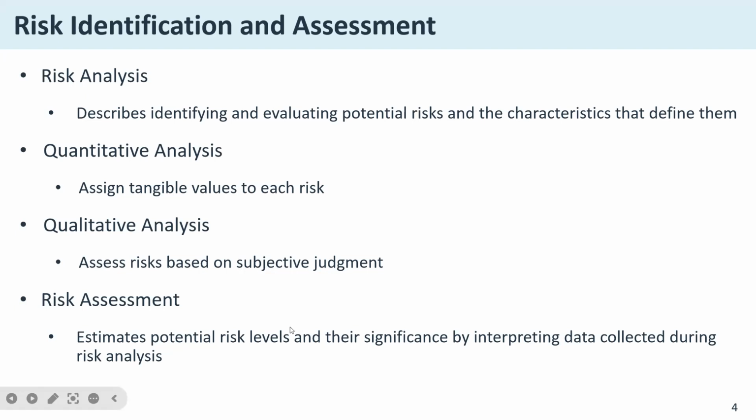Things like saying, okay, there's likelihood, or this thing is likely, or this thing will happen, or this thing might happen, or this thing happens once every year. That's a kind of subjective judgment. Then in risk assessment, we estimate the potential risk level and what is going to happen by interpreting the data that you get from your quantitative and your qualitative analysis.